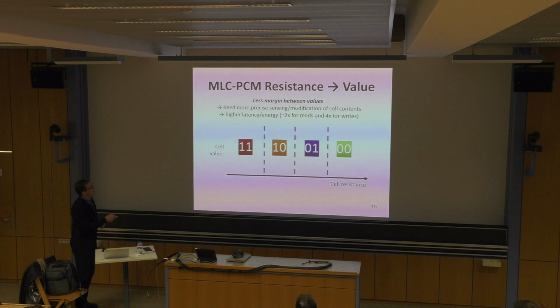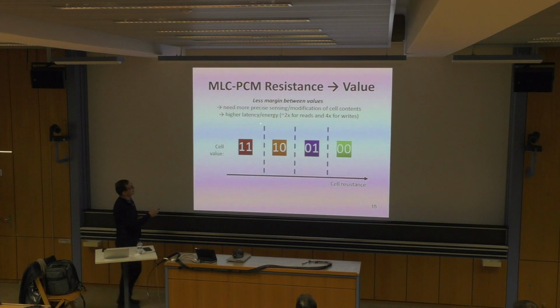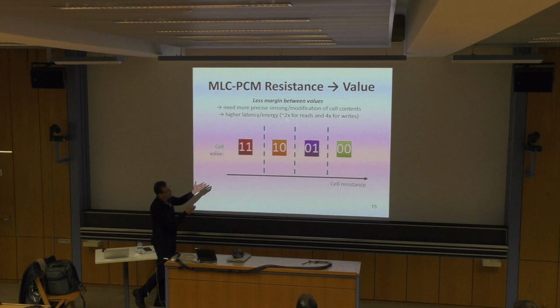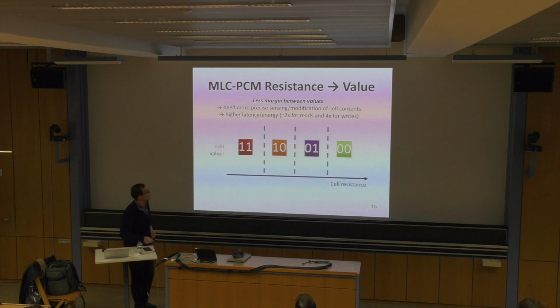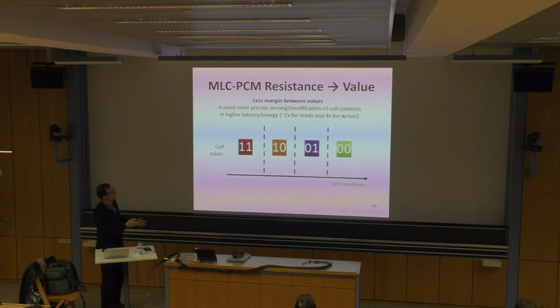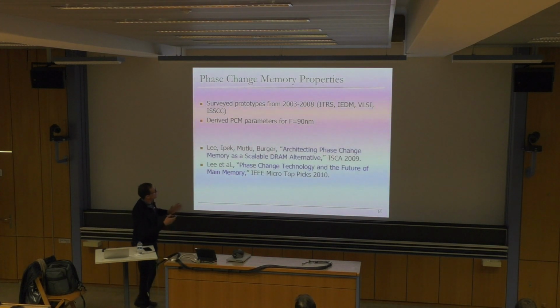Okay, basically you have less margin between the values, so you need more precise sensing and modification of cell contents, and this requires higher latency and energy. And these are some numbers empirically obtained from devices, basically 2x for reads and 4x for writes. That's a lot, right? Okay, but of course you can optimize it.